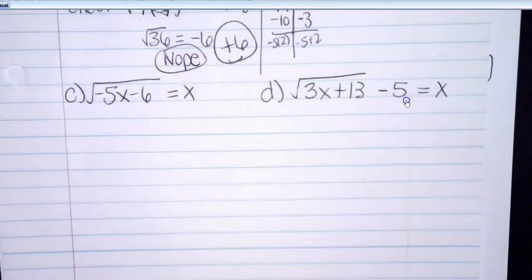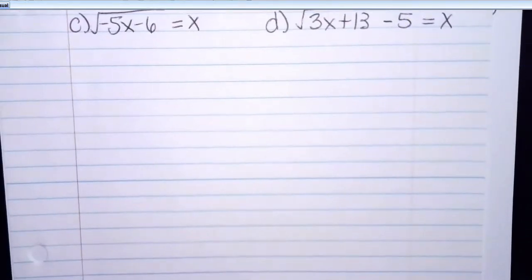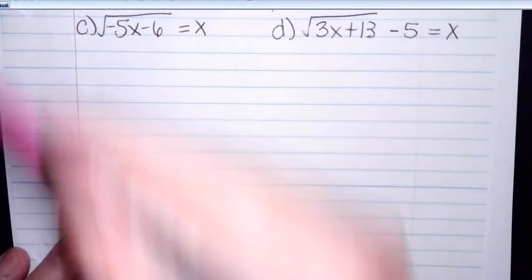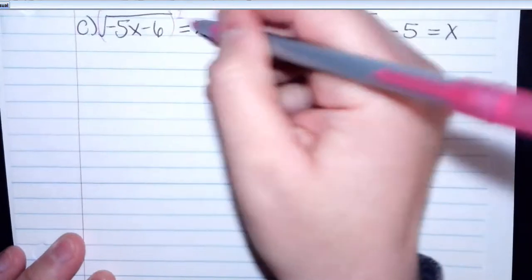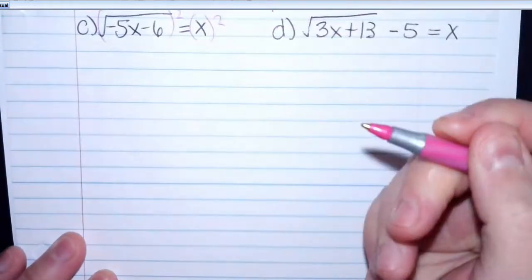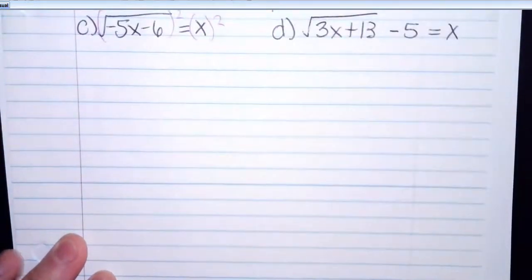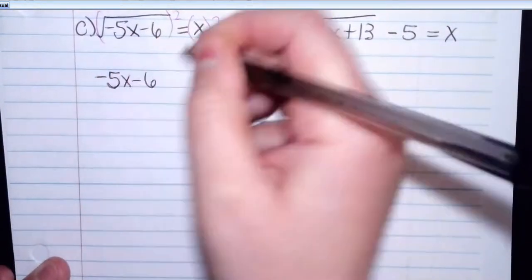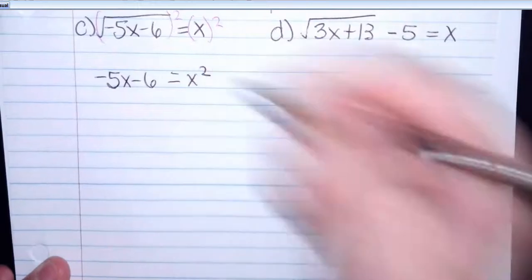All right, let's slide this up. I got 2 more questions in example 2 on the back there. So this is going to be super similar to the one we just did. We've already got our radical isolated. This is going to create a quadratic. I'm going to square both sides to get rid of that square root. I get negative 5x minus 6 equals x squared.